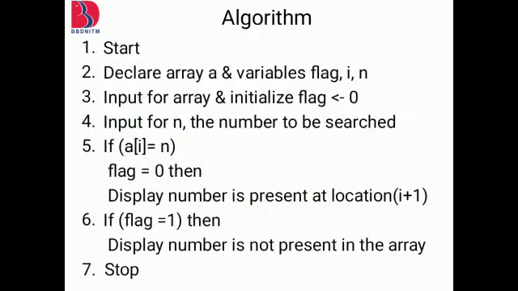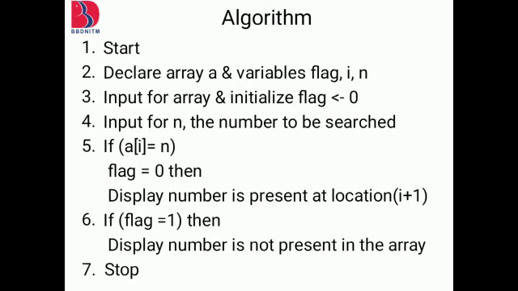Okay, now moving to our algorithm. We have to declare an array and variables flag, i and n. Flag is used to show the value, that is, to start the value from 0 or 1. Input for the array and initialize flag to 0. We have to take an input, that means how many elements we want to take. Then initialization we have to do. Now input for n, the number to be searched, is the number you want to search from the list, as we have seen in the last example.